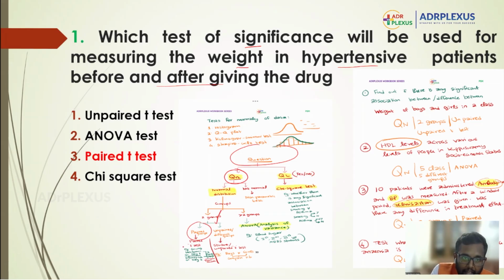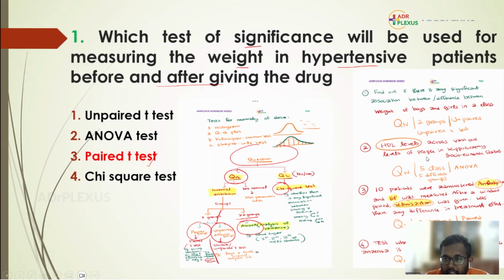So it is the paired t-test. If it is males and females, then it would be the unpaired t-test. For more than 2 groups, it is ANOVA, analysis of variance. For non-parametric data, like presence or absence of hypertension and association with presence or absence of bronchial asthma, it could be the chi-square test. We also discussed this with an example. See the third example, almost the same.